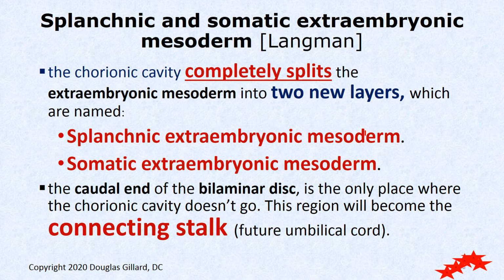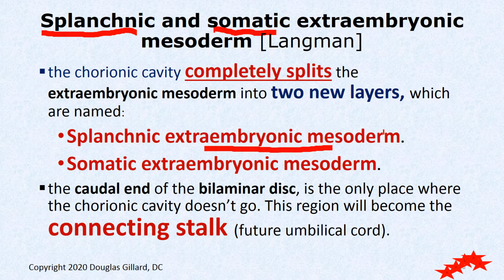All right, so the two new tissues that I just showed you have names. The one on the outside is always somatic. The one on the inside is splanchnic. Another word, the one on the outside can be parietal, and the one on the inside could be visceral, is another AKA. But the chorionic cavity completely splits, and it creates two new layers. It creates a splanchnic extraembryonic mesoderm, because it's the extraembryonic mesoderm that's splitting. So splanchnic is on the inside, and on the outside it creates a new layer called the somatic extraembryonic mesoderm. A bunch of AKAs for those things.